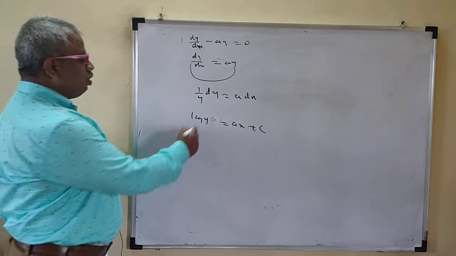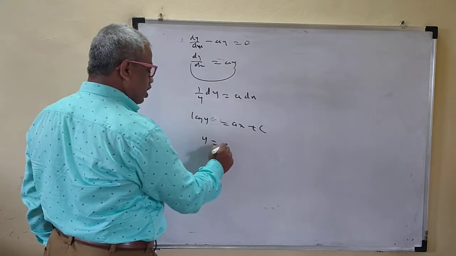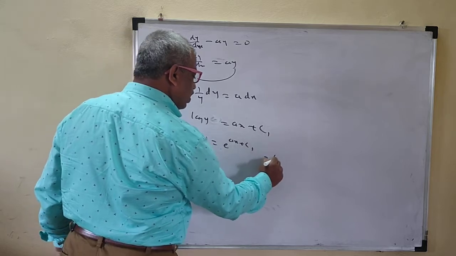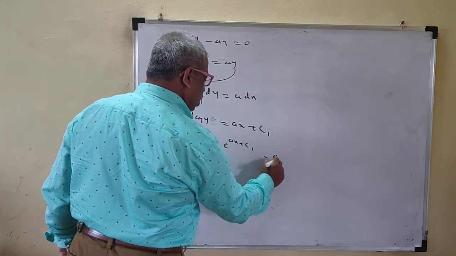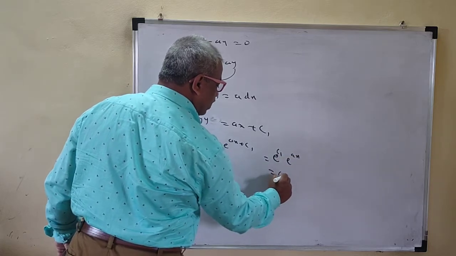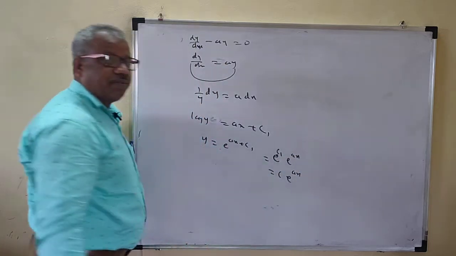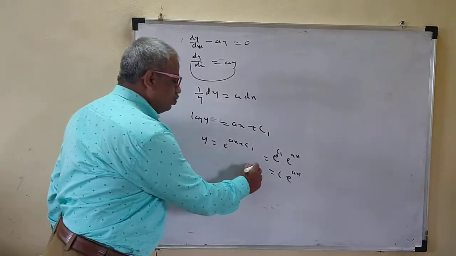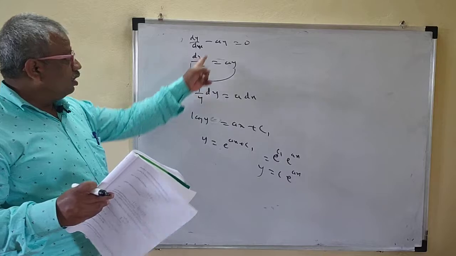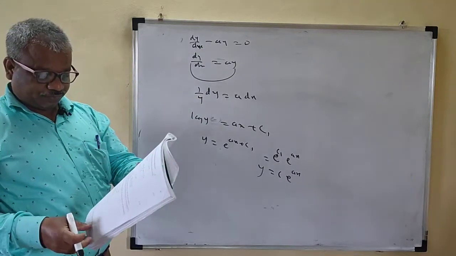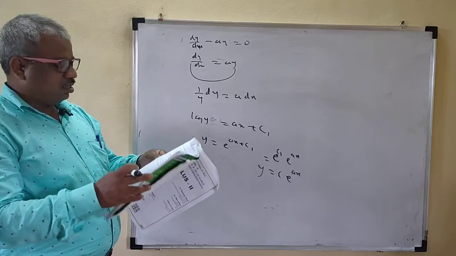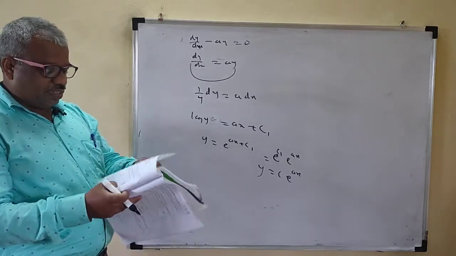Now if you want to remove the log, y is e raised to x plus c. I will write this as c1, so e raised to c1 into e raised to x. I can write e raised to c1 as c now because it is an arbitrary constant. So y is equal to c e raised to x is the solution of this differential equation. This is a variable separable form.